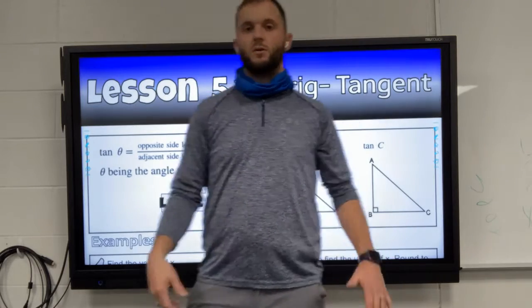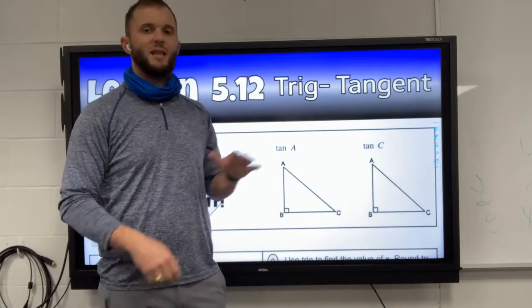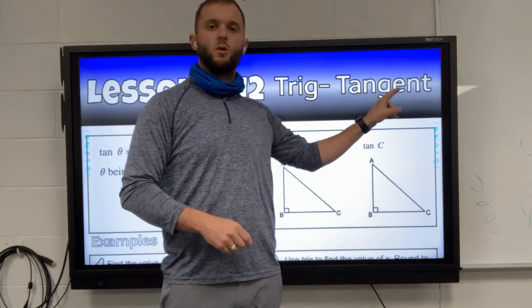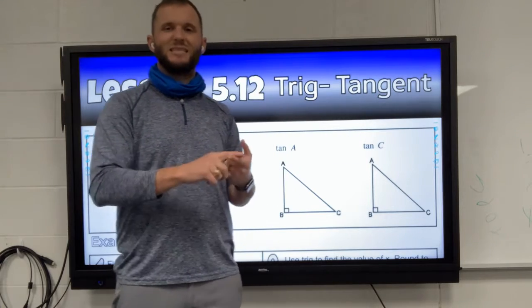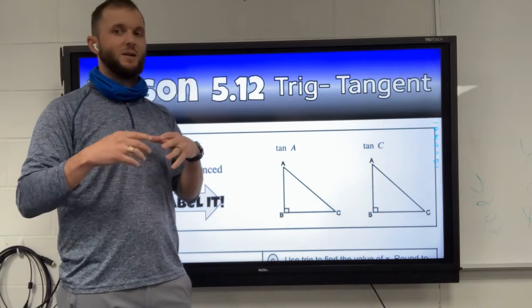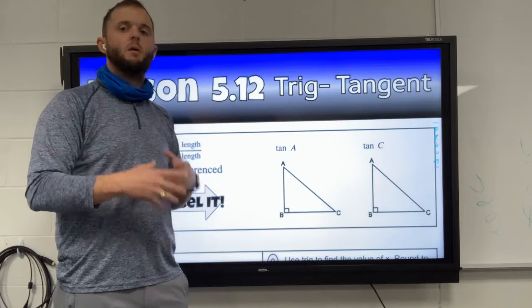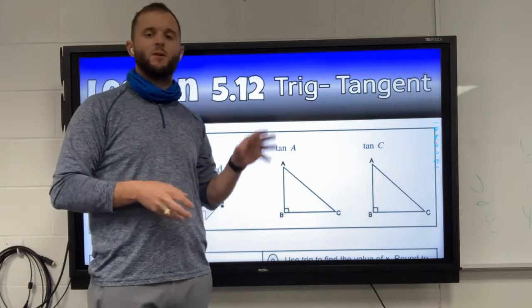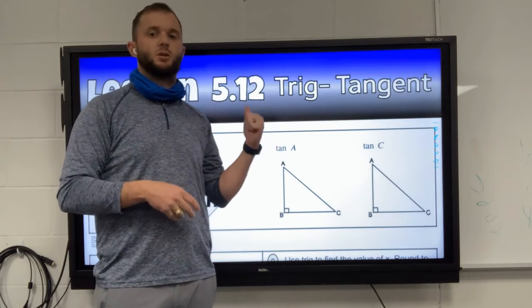Which is going to be one more trig ratio, which is the last lesson, the trig ratio called tangent. So just like sine and cosine, we're going to be doing basically the same operation, but just using a different ratio. Okay, so let's jump into it.